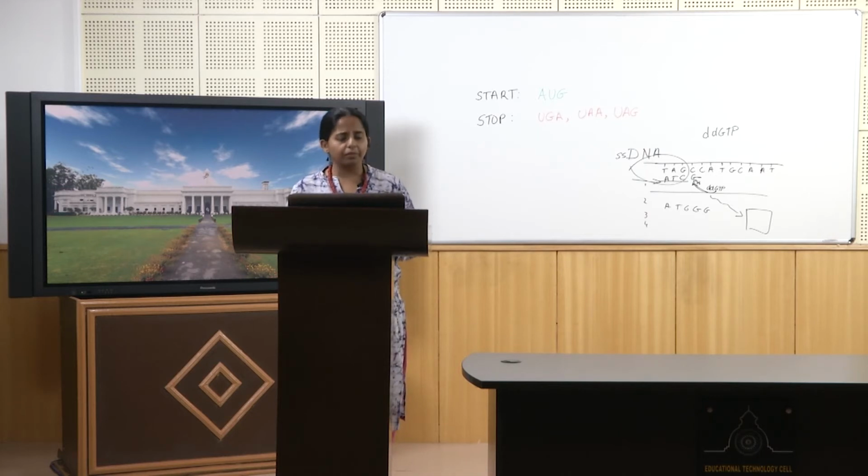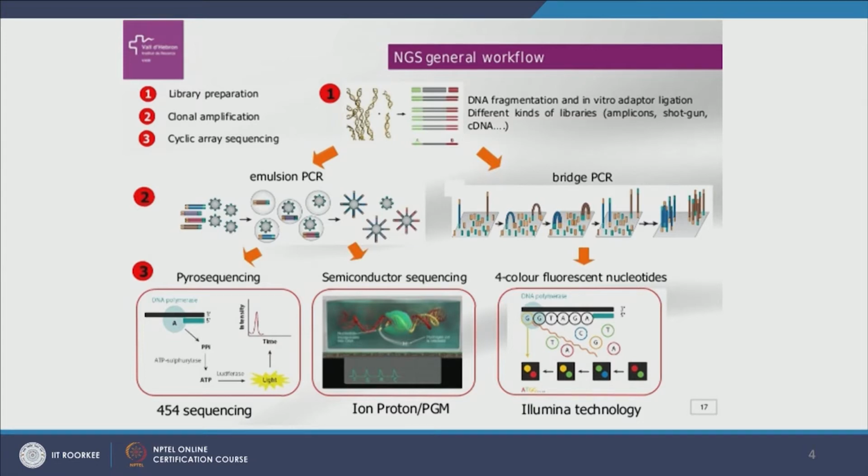There are two basic platforms which we use for second generation sequencing. One is immersion PCR, the other is bridge PCR. So let's talk about both of them, but let's start with the first step. The first step is library preparation.